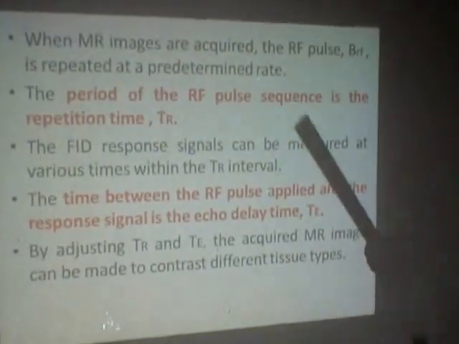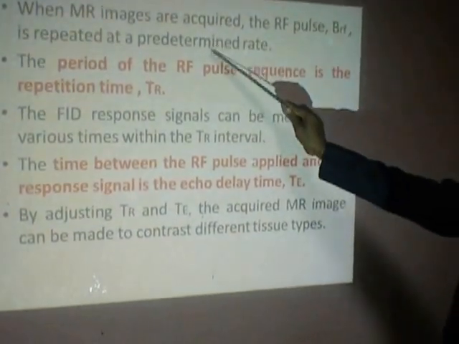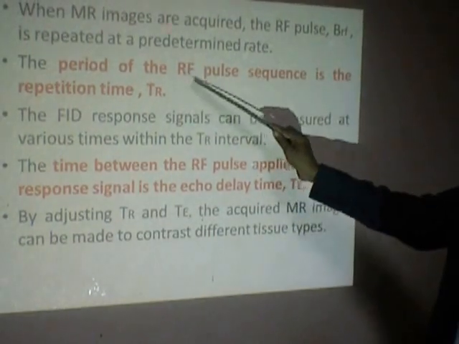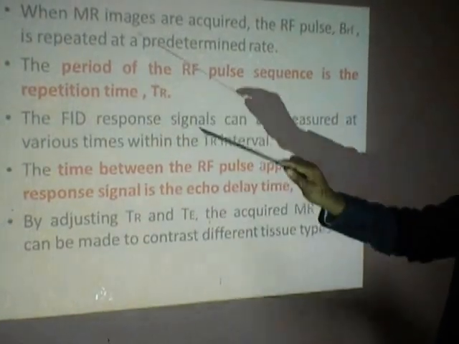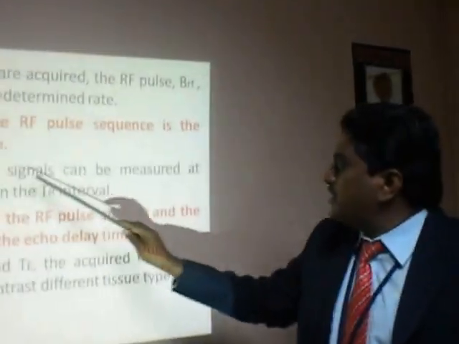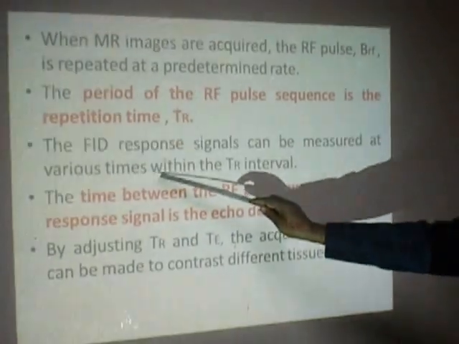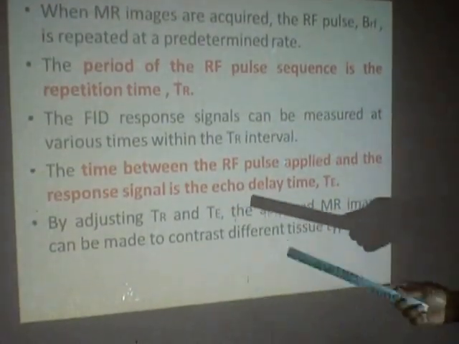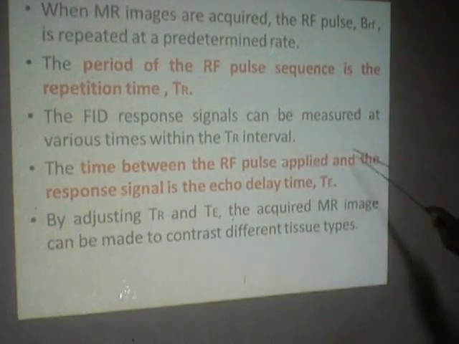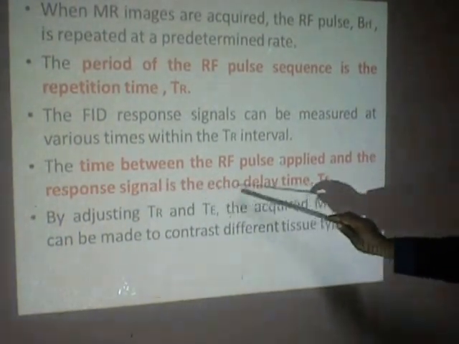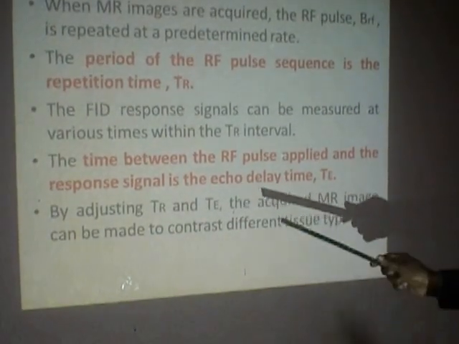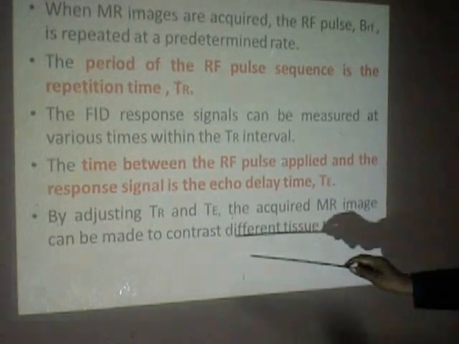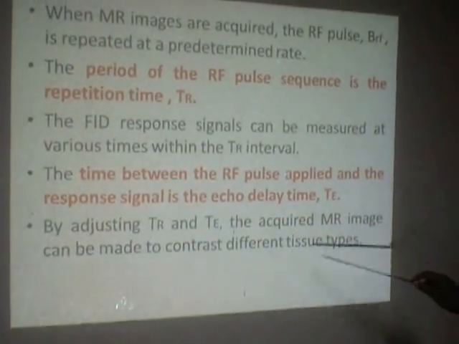When the MR images are acquired, the RF pulse B_RF is repeated at a predetermined rate. The period of the RF pulse sequence is the repetition time, TR. Also, the FID response signal can be measured at various times within the TR interval. The time between the RF pulse applied and the response signal is the echo time delay, called TE. By adjusting TR and TE, an accurate MR image can be made to contrast different tissue types.